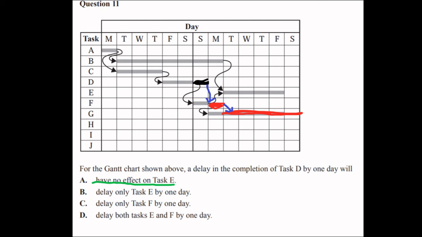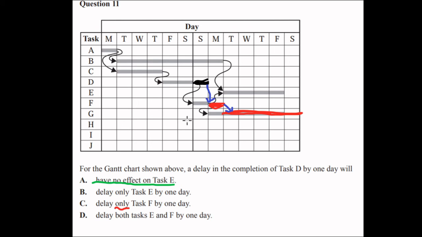In this particular exam, this was a fairly tricky one. Not a lot of students got this one right. Some popular answers, which I'll go through now, were choice C and choice D. So we'll start with choice C: a delay only in the F task by 1 day. The key word here is only.